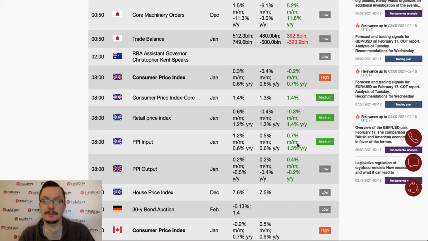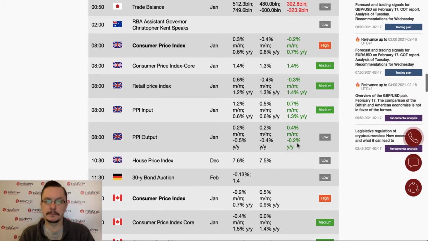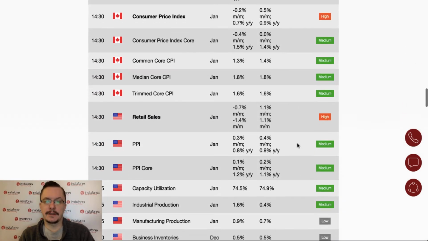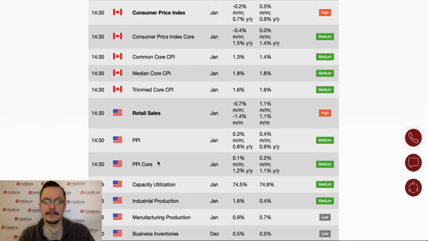So we will definitely take a look at the British pound today, and during the New York session, we have some data from Canada and from the US, of course. From Canada, we got scheduled for release consumer price index data at 2:30. As you can see, the previous reading was minus 0.2. Currently, the market expects 0.5 increase.